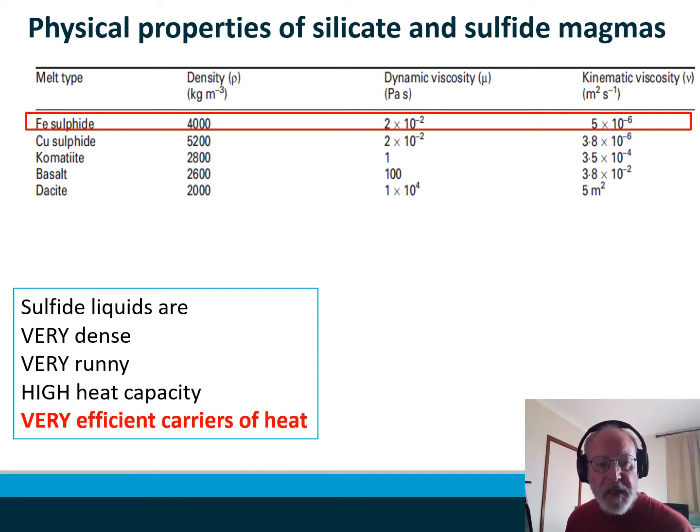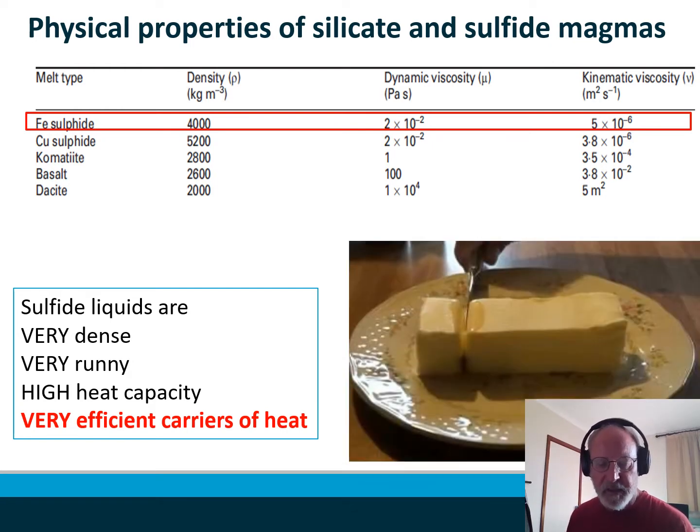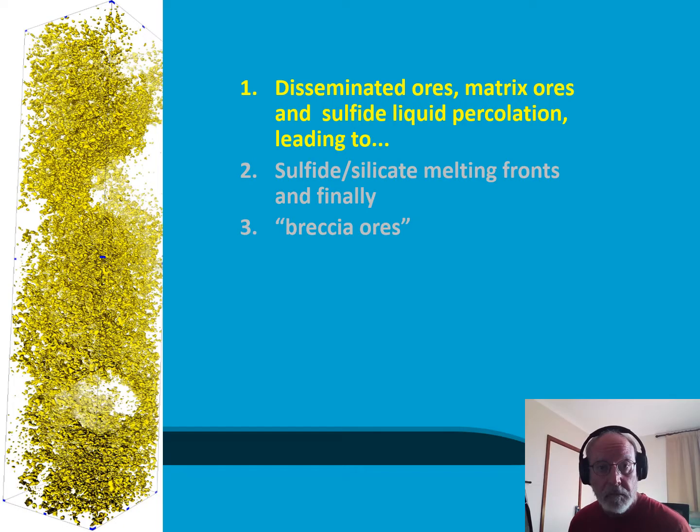They also have a very high heat capacity. And a combination of all of those things means that sulfide liquids are very, very efficient carriers of heat. They're like super hot jam. And a consequence of that, as we'll see, and a theme that we're running through all of these slides, is that when we put sulfides into silicate rocks, they've got the potential to act like hot knives through butter, and that has some really interesting consequences.